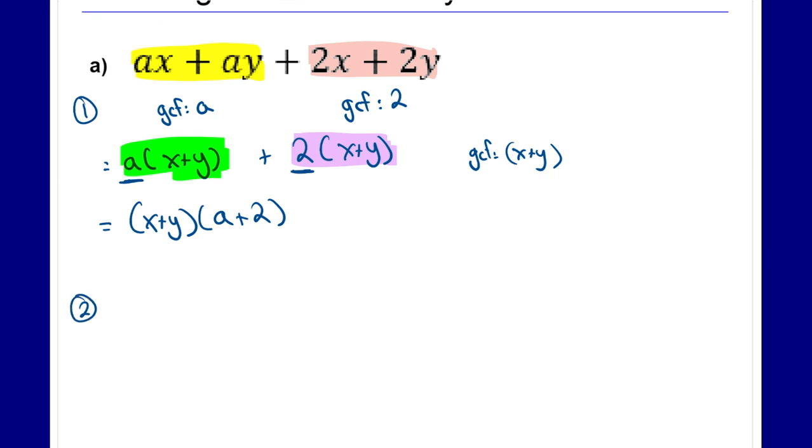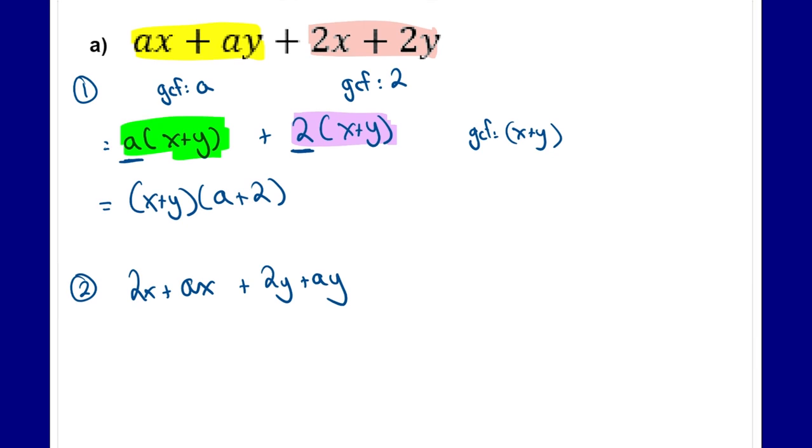Another method might be to group a different pair together. So instead of ax plus ay, I might have 2x plus ax plus 2y plus ay. Because it is all addition, we can rearrange this. If we had subtraction, we'd have to make sure that we carry the subtraction with us. But because it's addition, I can just move the different terms around. I'm still going to factor by grouping. So I'm going to look at the first 2 terms and the last 2 terms, or basically 2 pairs.